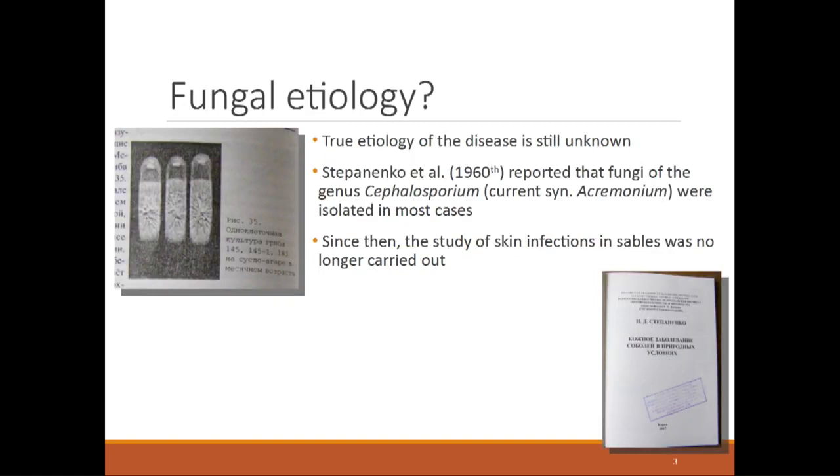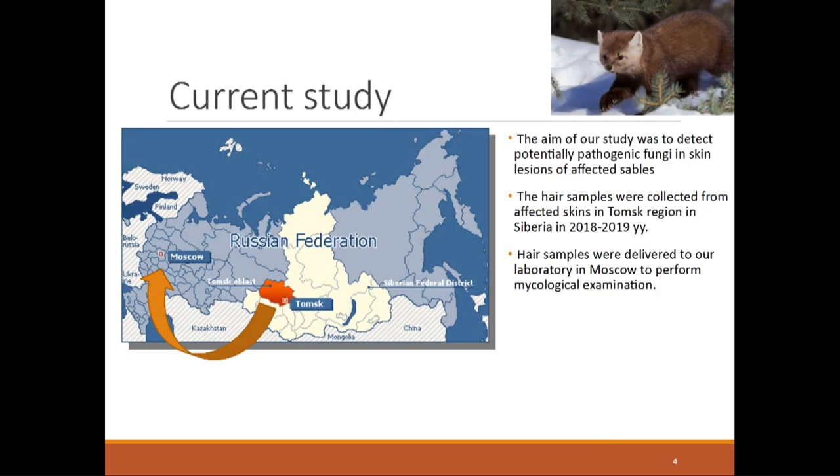An important question is, what is the main cause of the pathology? Despite the long history of the disease, true etiology is still unknown. The first mycological study was performed more than 60 years ago, and this study revealed a high occurrence of Acremonium fungi in the majority of affected sables. So Acremonium was judged as a causative agent of the disease, but no confirmative studies were performed in the subsequent 60 years.